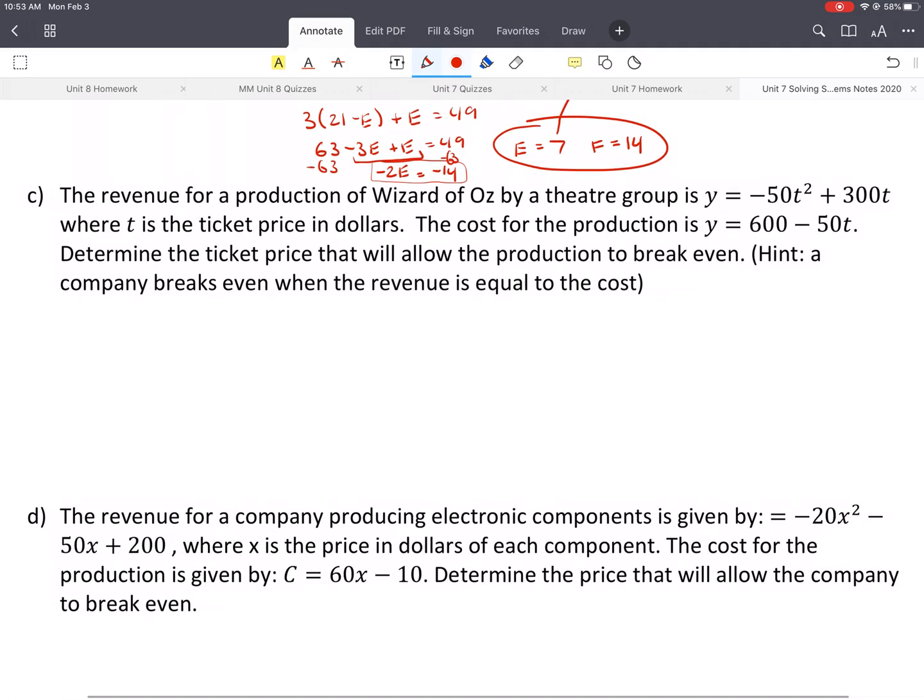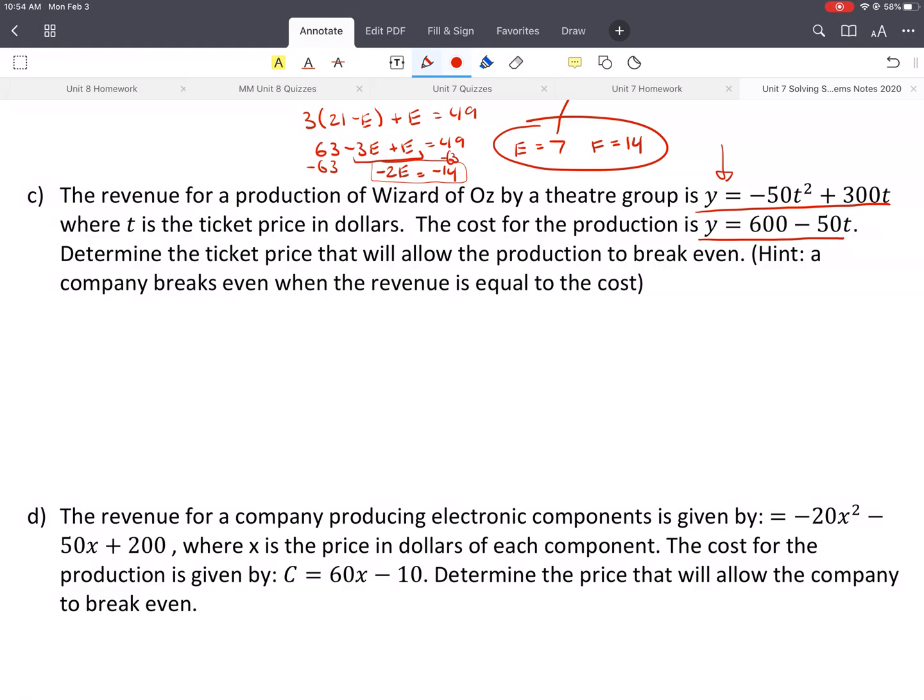All right. Here's some others where we give you equations. Let's just read it. You're going to basically do the same thing that we've been doing with our equations previously. So it says the revenue of a production of Wizard of Oz by a theater group is this. Okay, this is our revenue. It's the money that they get, where T is the ticket price in dollars. The cost for the production is this equation. Determine the ticket price that would allow the production to break even.